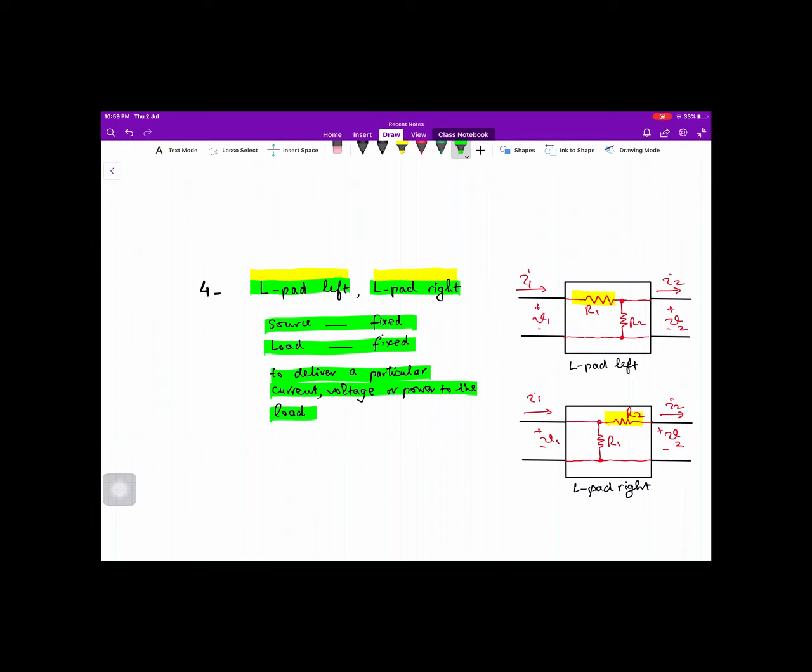And in this design, sometimes we will see that L-pad left meets the requirements of current, voltage and power to the load, as well as L-pad right. Both may fulfill the specific conditions. Then we will select the best out of these two due to power consumption in both of these.